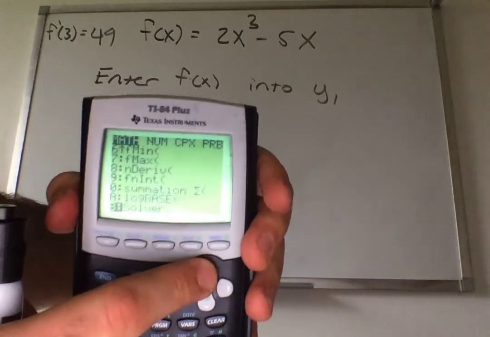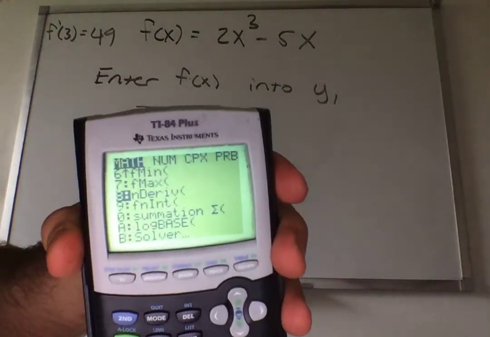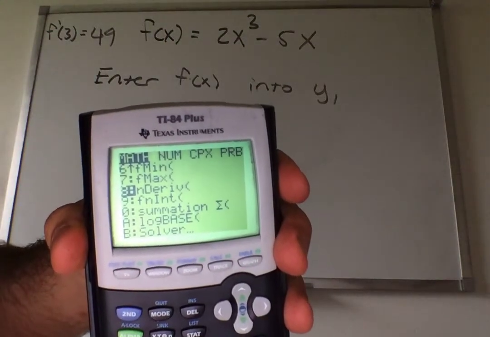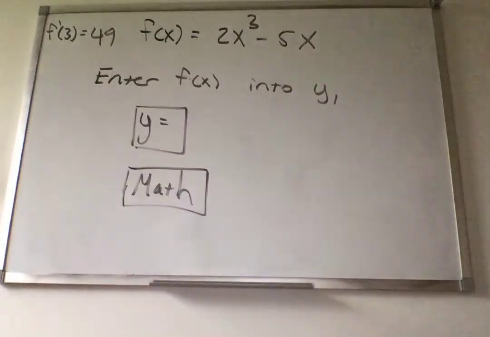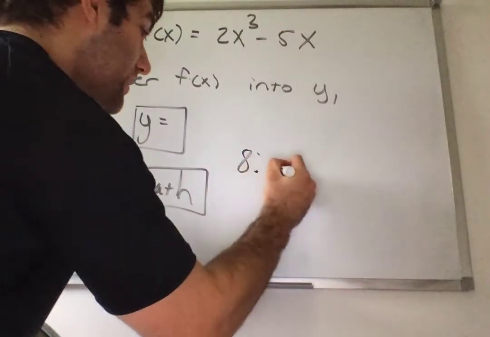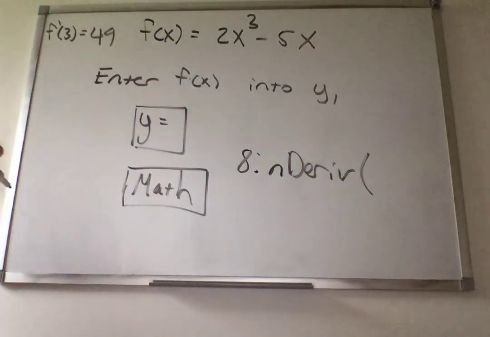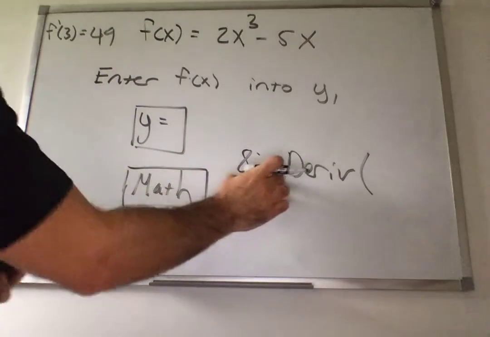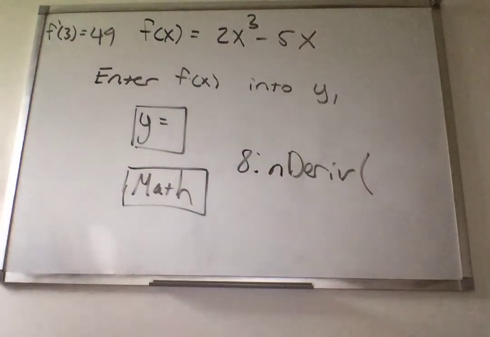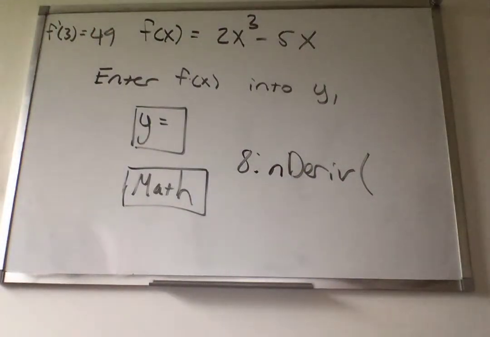So you stay in this category here. And then scrolling up, you're going to go to the one I have highlighted, which is nDeriv, and it has a parenthesis. This is option number 8. It says nDeriv with the parenthesis. This is the one you're going to want to choose. So this will take the derivative for you at a specified value, okay?